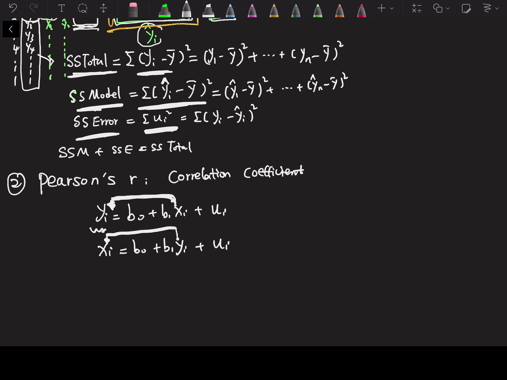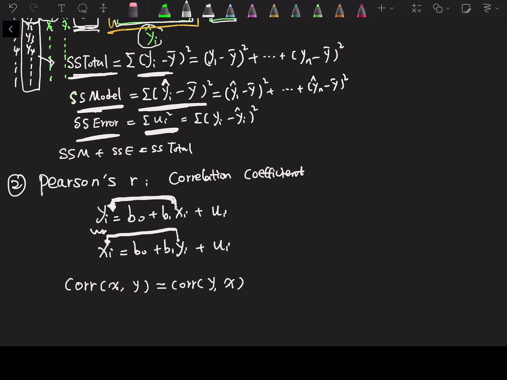For Pearson's r, it doesn't matter which variable is your explanatory variable and which is your dependent variable. Pearson's r just gives you the correlation between two variables. That's why for the correlation coefficient we just use CORR. The correlation coefficient between the variables x and y equals the correlation coefficient between y and x. It doesn't matter which variable goes first; there is no direction associated with this measure.